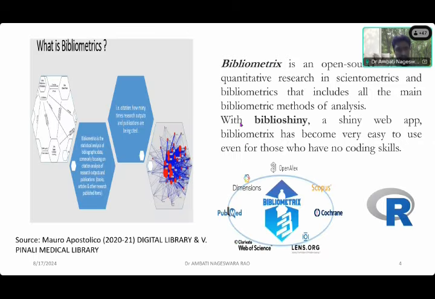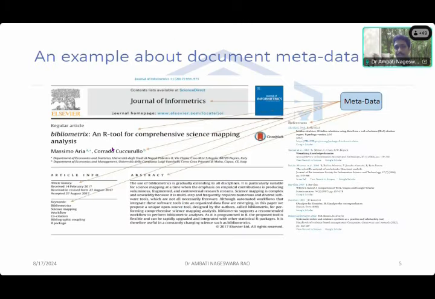Okay, coming to bibliometrics, as you can look at here, this particular definition: bibliometrics is the statistical analysis of bibliographic data, commonly focusing on citation analysis of research outputs and publications. It can be books, journals, or articles. Basically, you're trying to deal with the metadata. What is meant by metadata?